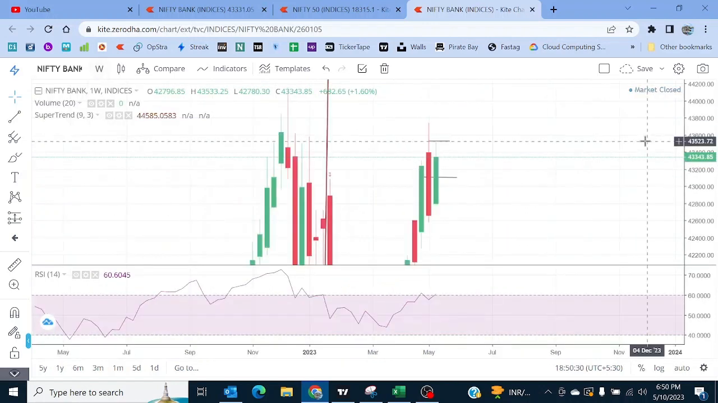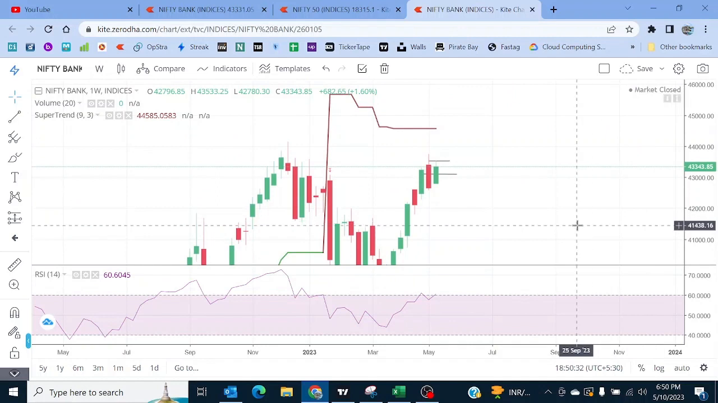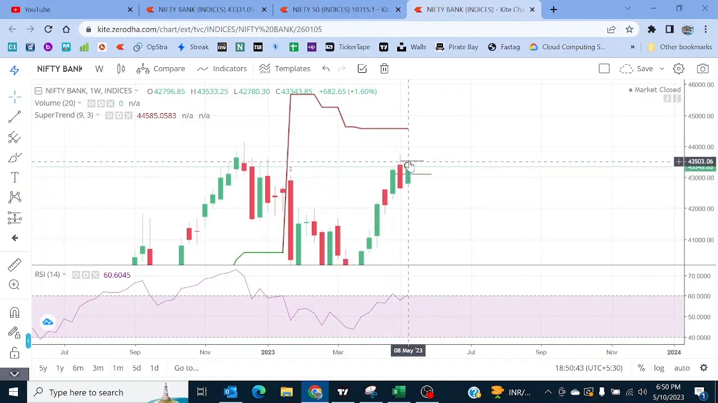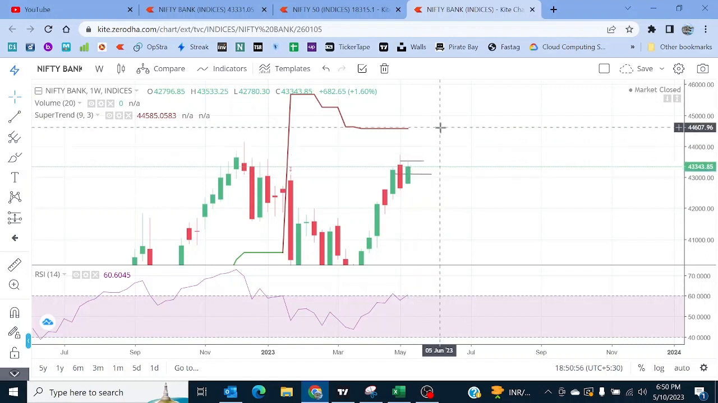And on a weekly basis, again, same story. You can see here that it faced the resistance, then retraced a bit, and then started going up. So we may see this candle close very strong in a couple of days, but let's see how it unfolds. If we are not able to close above 720, then we may see some retracement again before going to these super trend levels, which is 44,500.